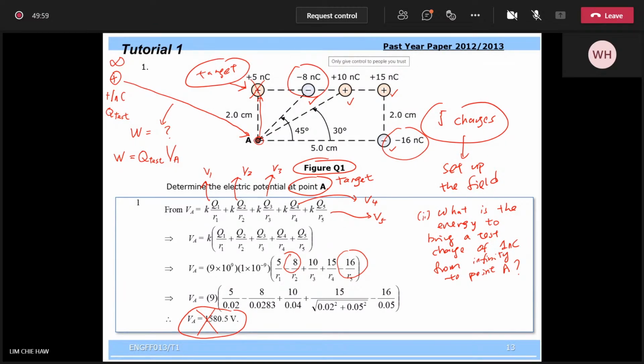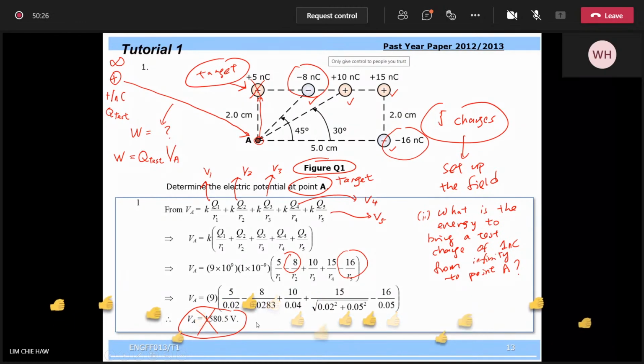So whether the target is a point or a charge, it doesn't matter. You will get the same potential. Clear? All right. Sure? How about the others? Clear or not? Any questions?